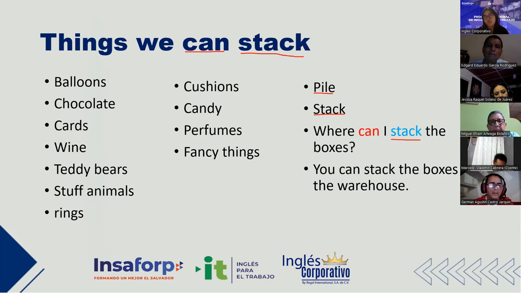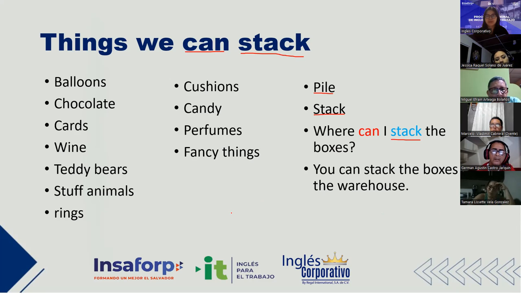What else can you stack? Okay, I can pile balloons, candy, cars, teddy bears, rims. Yes. Well, I think so. Okay. What about books? Can you stack books? Oh yes, I can. You can stack books.